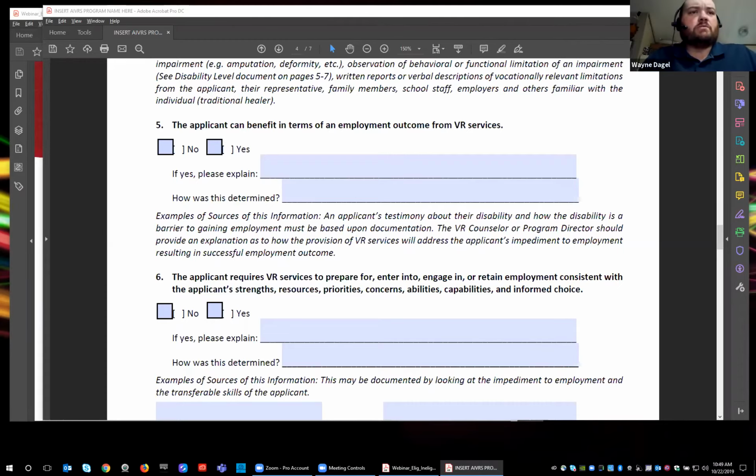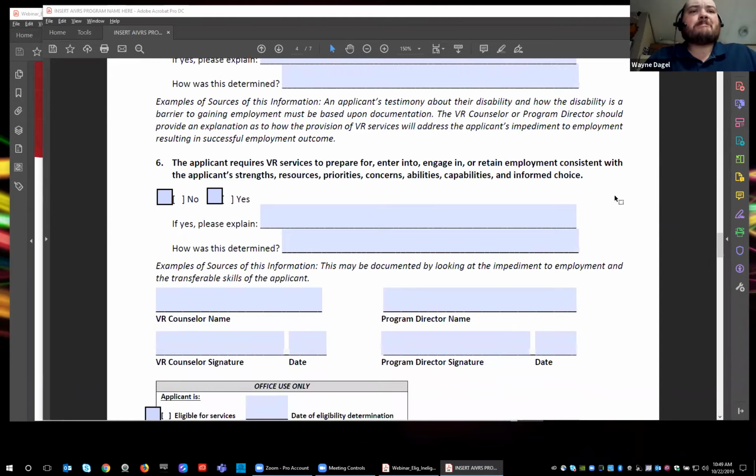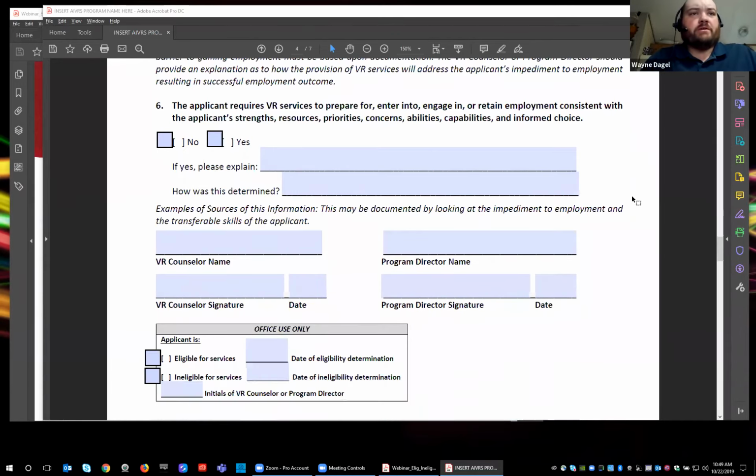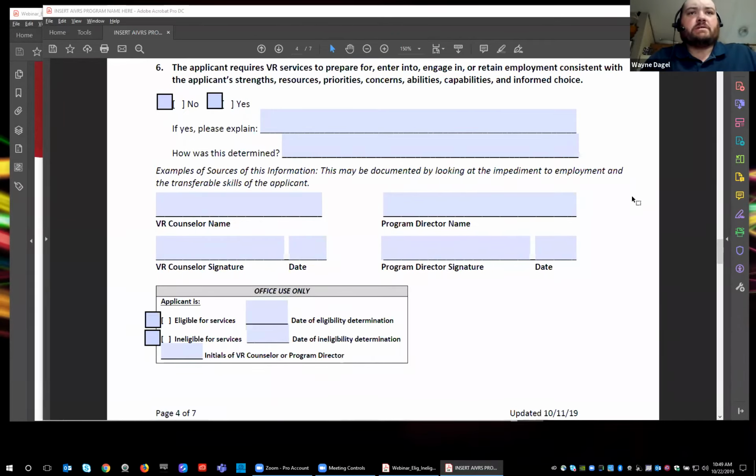Let's go ahead and move down, John. So here's what we talked about: the VR counselor signature, program director signature, and then this is the office use box. It talks about eligible or ineligible, date of eligibility or date of ineligibility, and then the initials of the counselor or the program director.